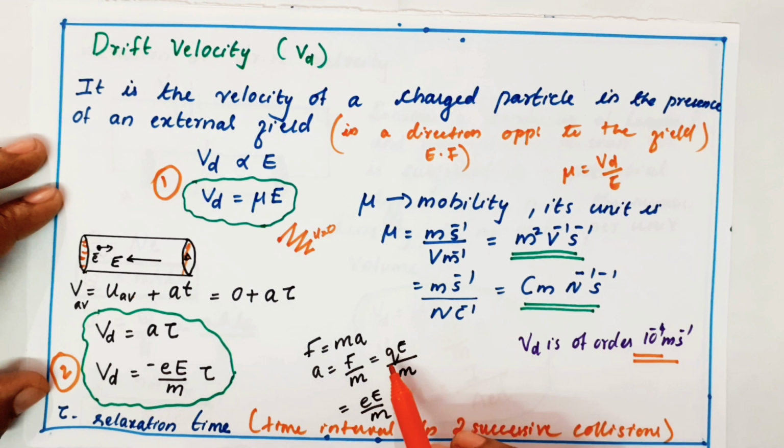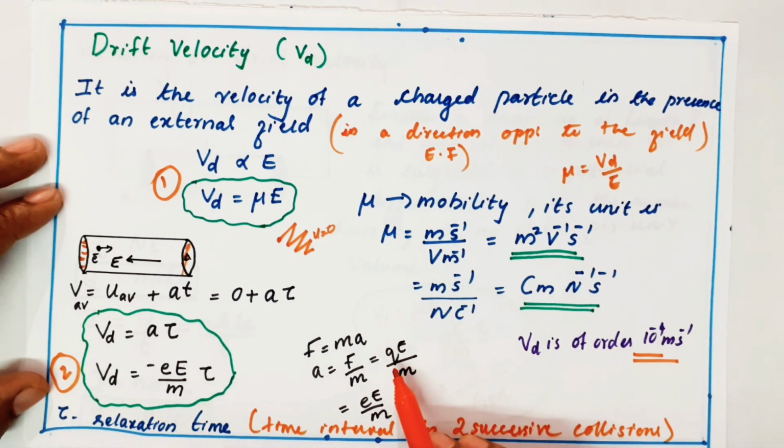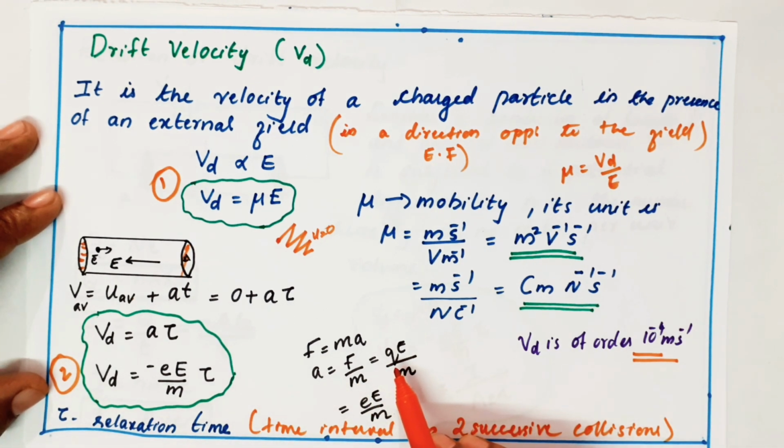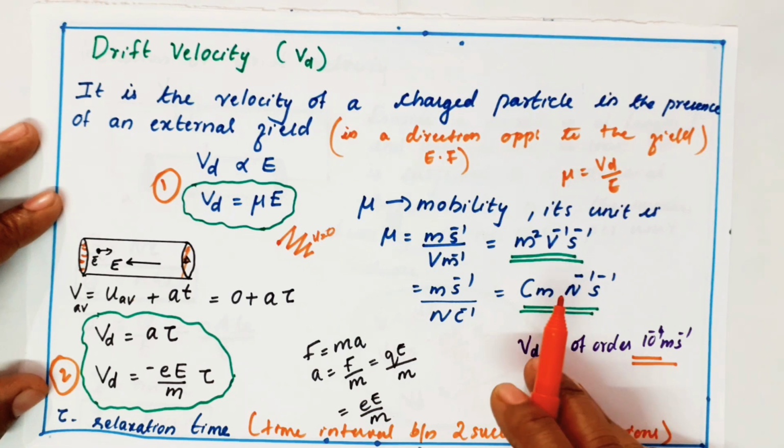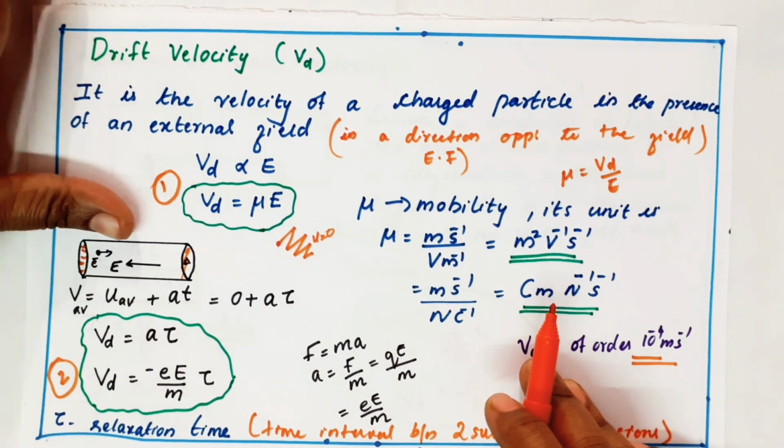I hope you know the F equals QE equation you learned in the first chapter. F equals QE, where Q is e, this e we are writing. So we will write minus eE by m into tau.